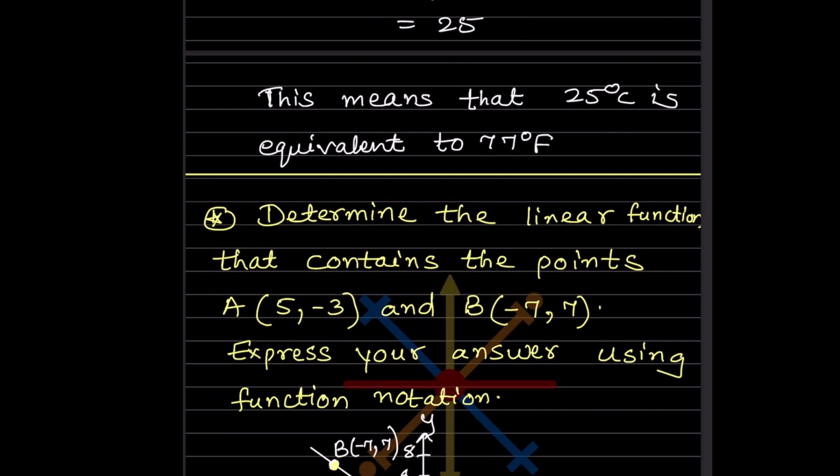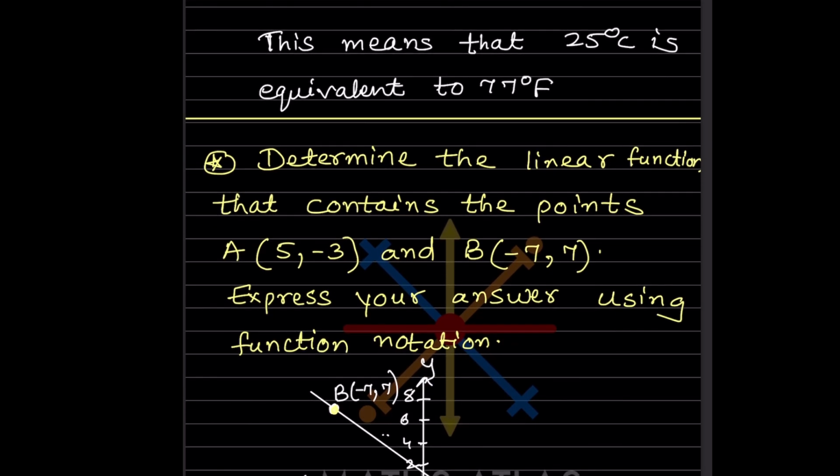So now let us go for the next one. That is, determine the linear function that contains the points. These are the points given: A is (5, -3), and B is (-7, 7), and you have to express the answer using function notation.